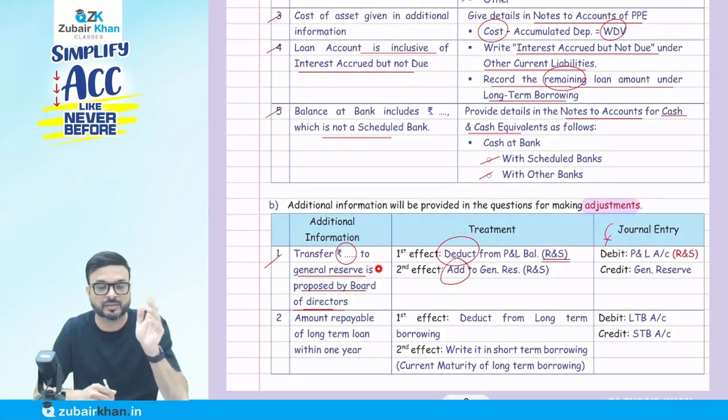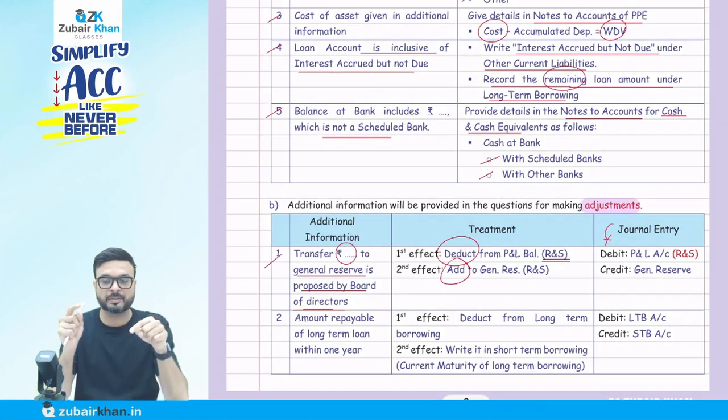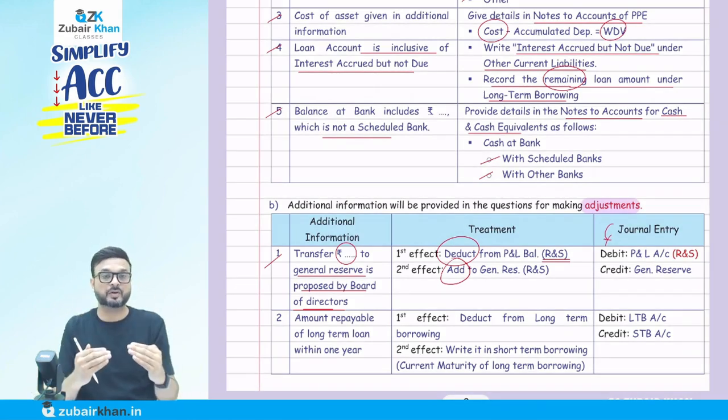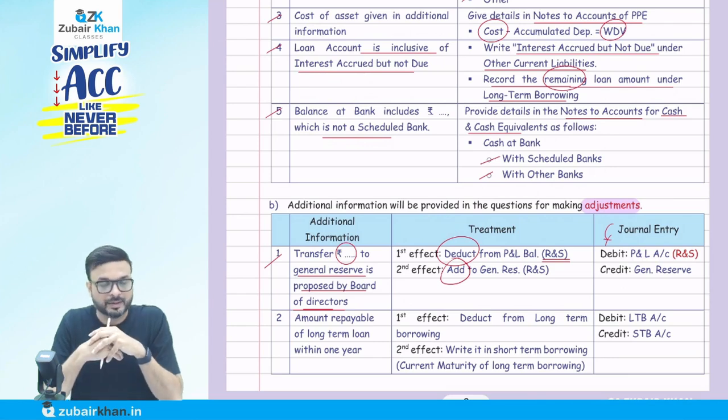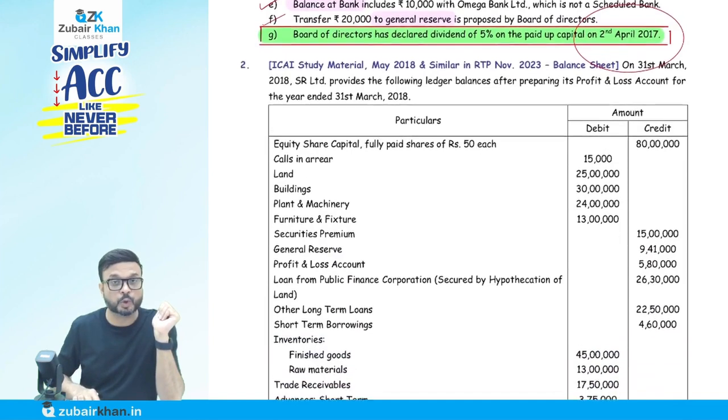So from where are we transferring? From the current year profit. But we don't go to the P&L account. In reserve and surplus only, we deduct from the profit and loss account balance and we add to general reserve there. Okay. Now we will come here to question number 2.